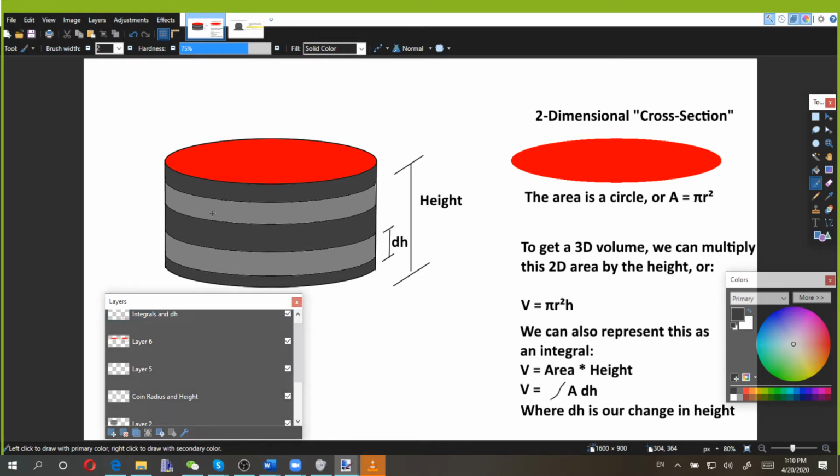If I wanted to write that as an integral, then I could say that our volume is really the area times height, or our volume is the integral of our area times our change in height, which would end up doing the same thing. If I integrate a dh, I'll end up with ah from our start point to end point, which would give us our total volume. Okay, any questions on what I've done here?